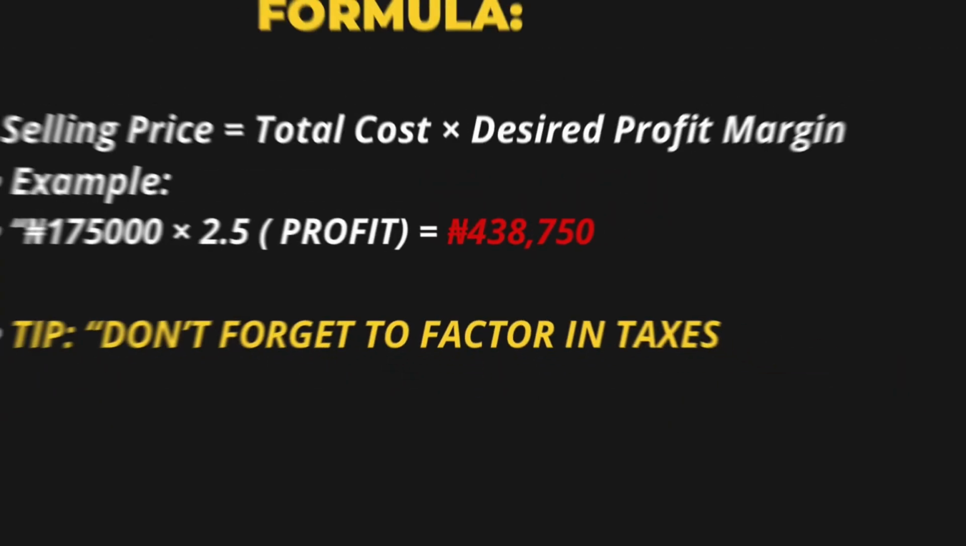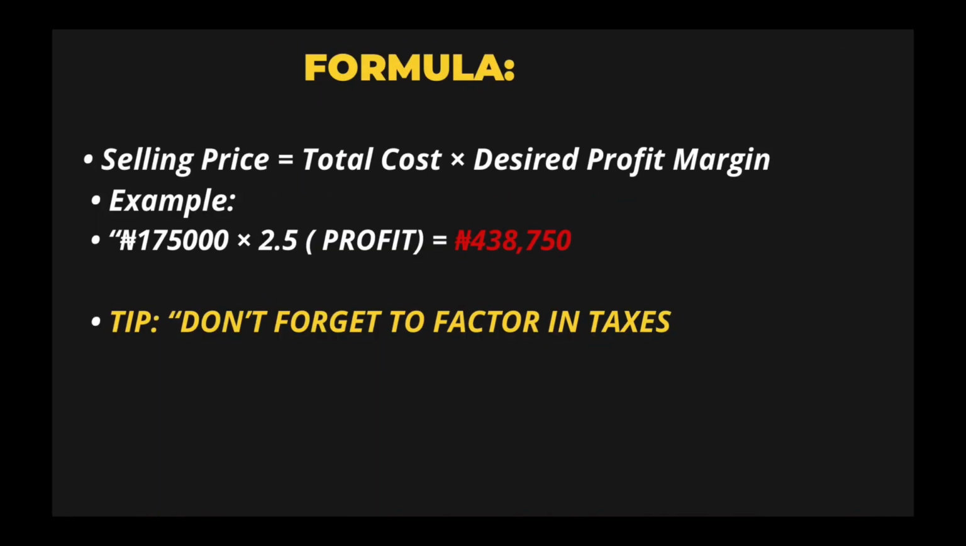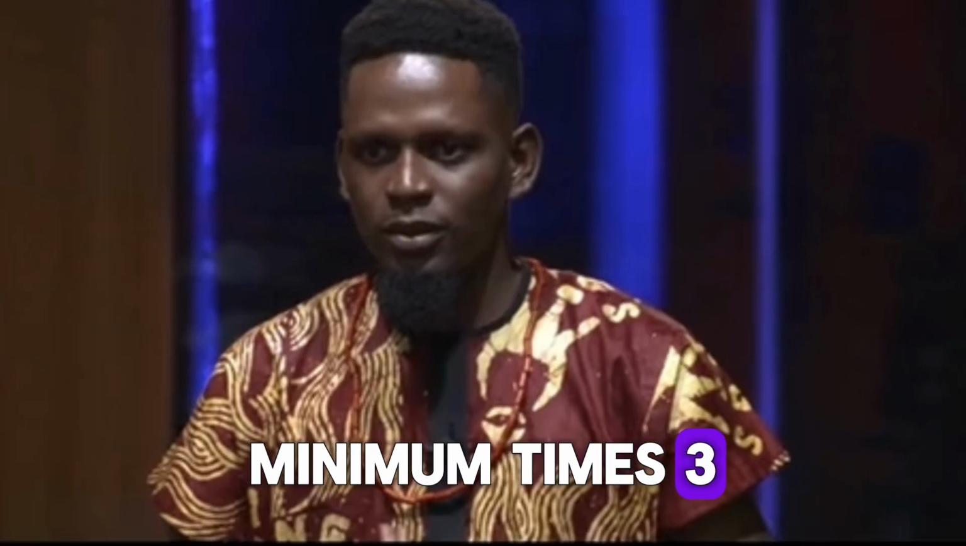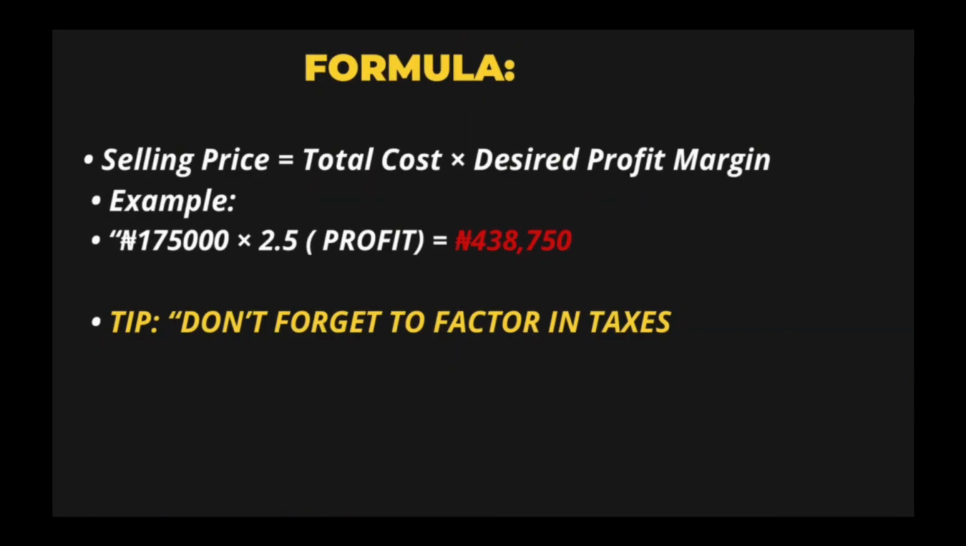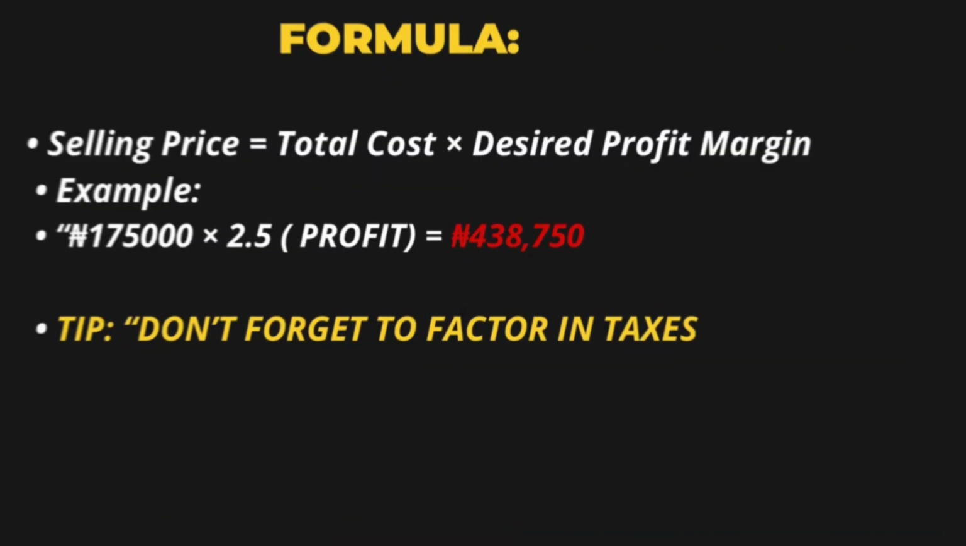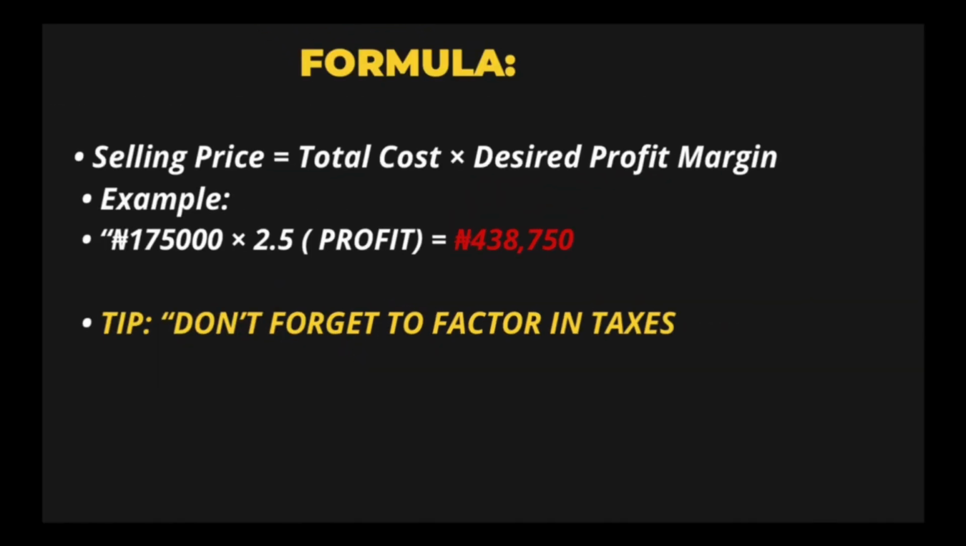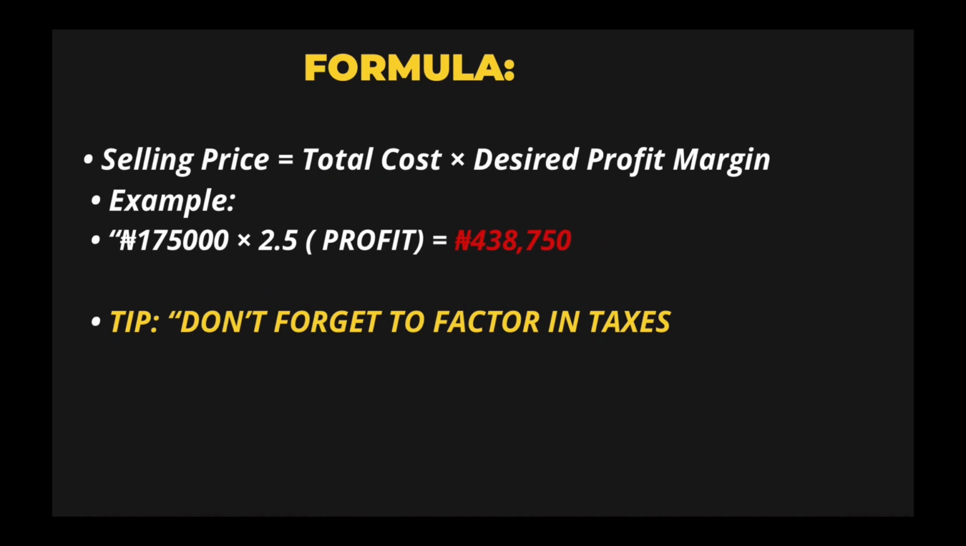In calculating your selling cost, there's also a formula to it, which is your total cost multiplied by the desired profit margin. In fashion, it has to be a minimum of times 3. 3x. In fashion, minimum times 3. No. For example, if your total production cost is 175,000, you need to multiply it by 2.5. 2.5 is the least profit margin in the fashion industry. It starts from 2.5 and above. So between 2.5 and 3, depending on the strength that you have that your customers can buy. So between 2.5 and 3, that is the industry standard in fashion, where you multiply as your profit margin.